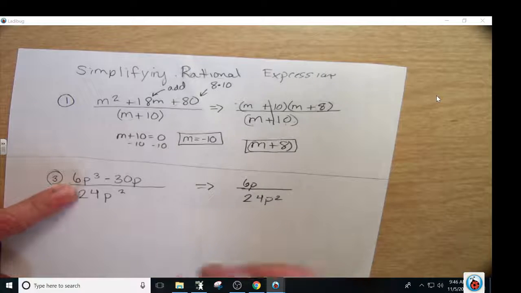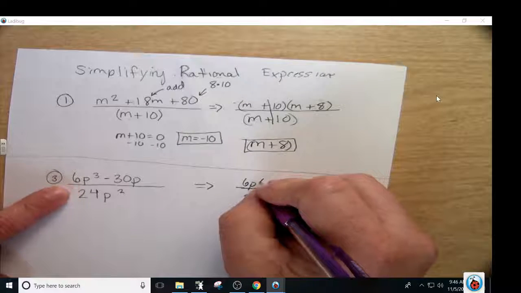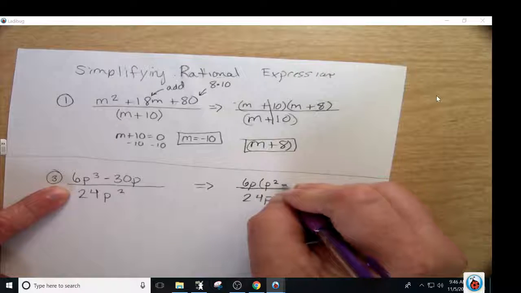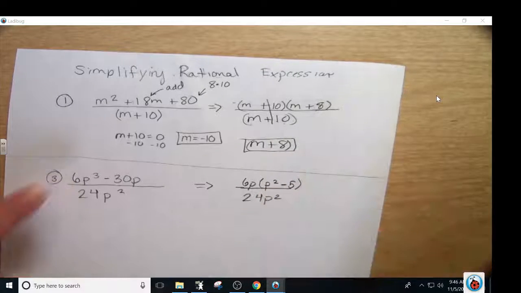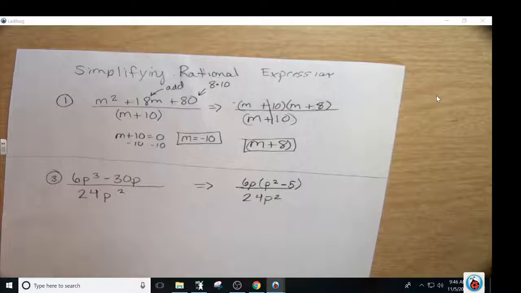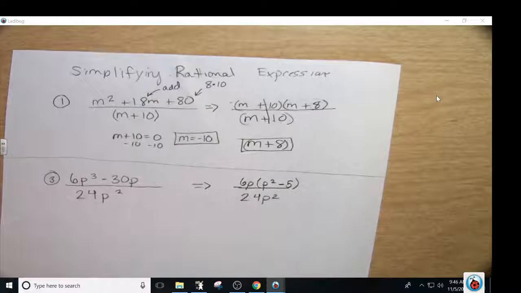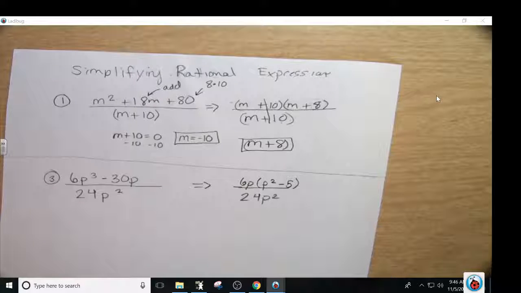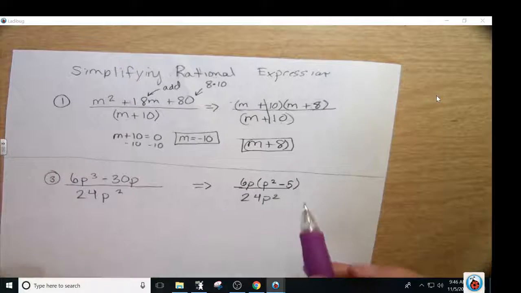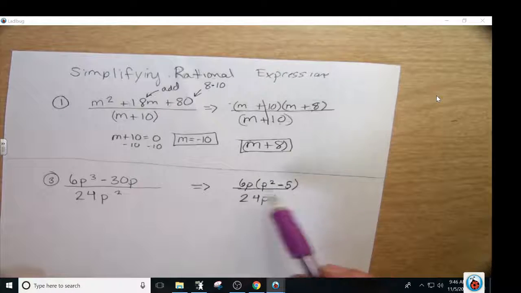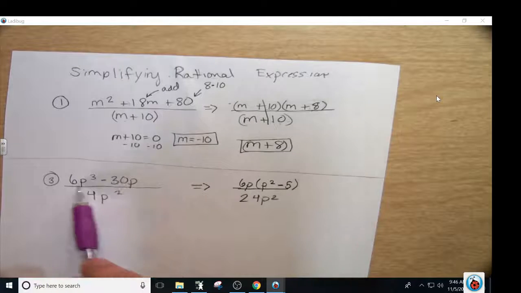All right, now that's going to be p squared minus 5. Does everybody understand how I factored a 6p out of it? Yep. All right. Now guys, if you factored it correctly, you should multiply it back in about to get the same thing back on the top.